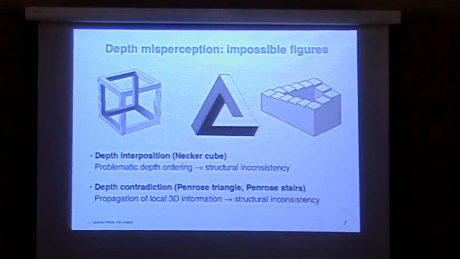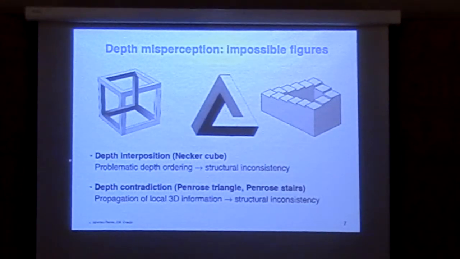There are several types of depth misperception. One is what's called depth interposition. This is the Necker cube. You see this leg: is it in front, or is it behind? So you have some local information, you propagate this information, and you get to some incoherence. So this can be possible, or that, as is the case of the Necker cube.